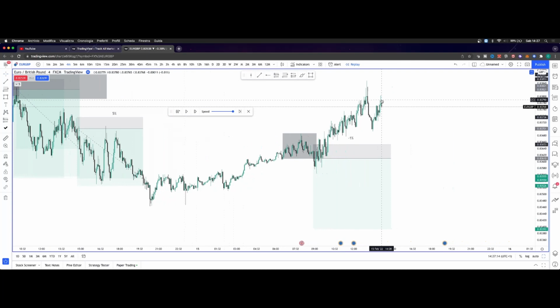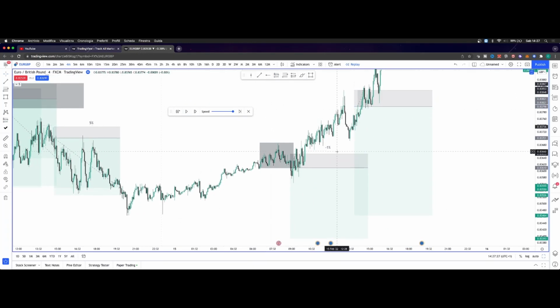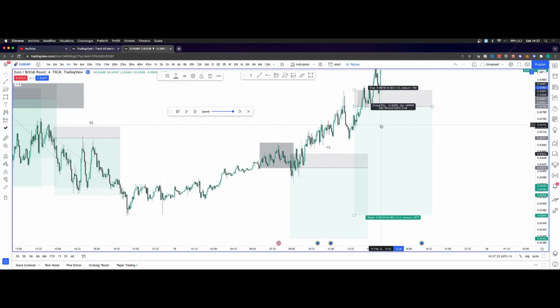Okay, again. Stop loss. -1. Now, when you take 2 stop losses in a row, and I'm glad that I took these 2 stop losses in a row, you have to stop trading. I'm done for the day.